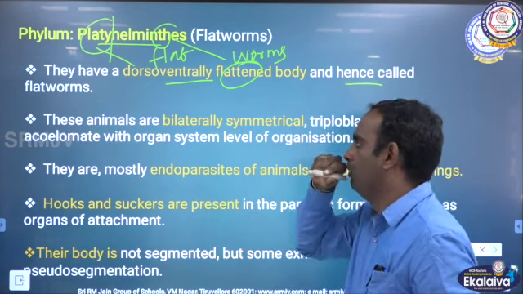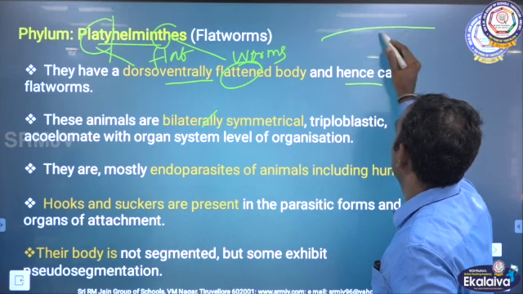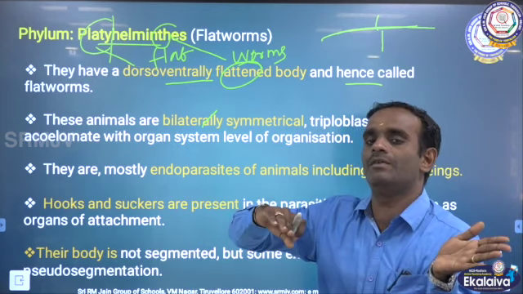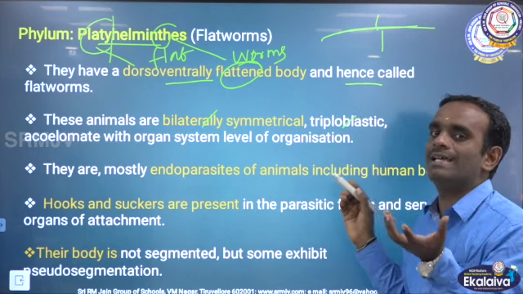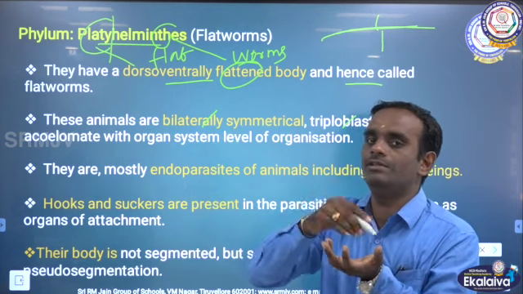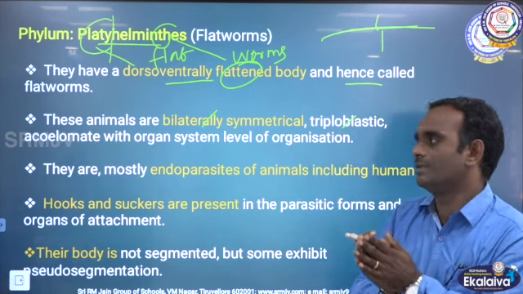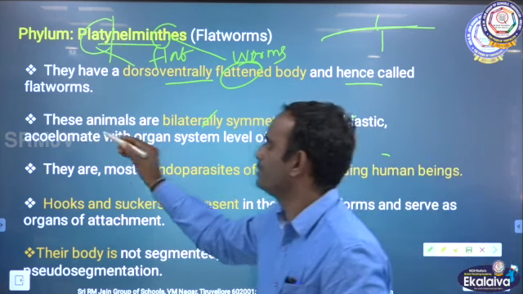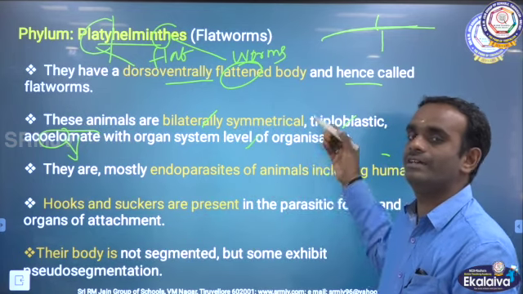These animals are bilaterally symmetrical. Bilateral means what? We can divide the animal into two parts, one left and another right. So they are bilaterally symmetrical and triploblastic, having 3 germ layers: outer ectoderm, inner endoderm, and in between them another layer called mesoderm. Okay, so it is triploblastic, acoelomate. Acoelomate means there is no body cavity at all, with organ level of organization.